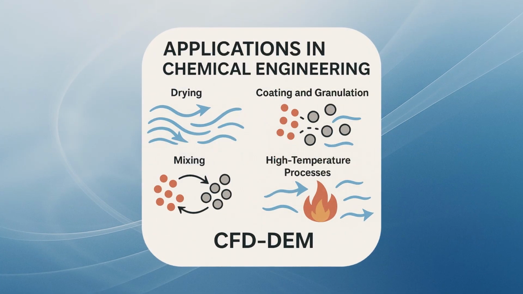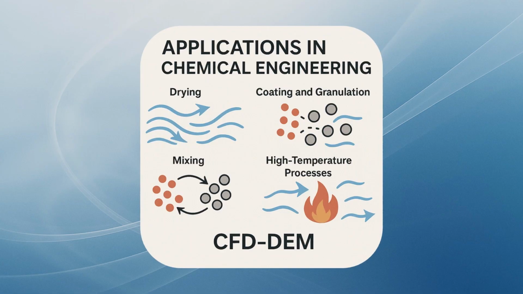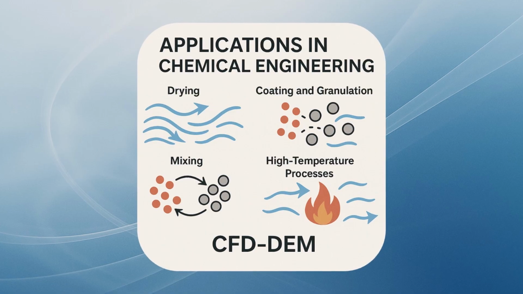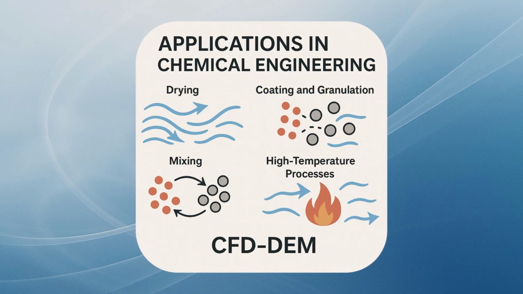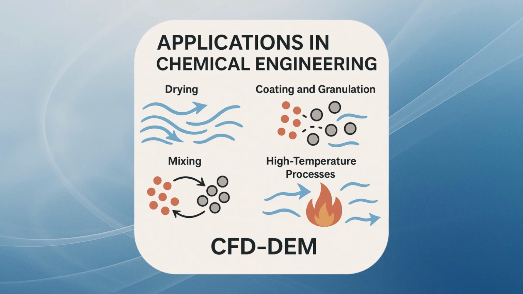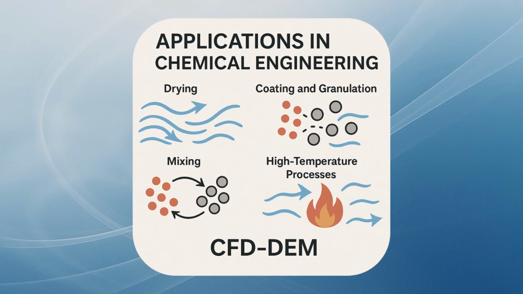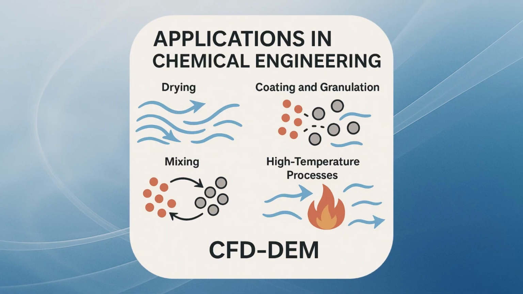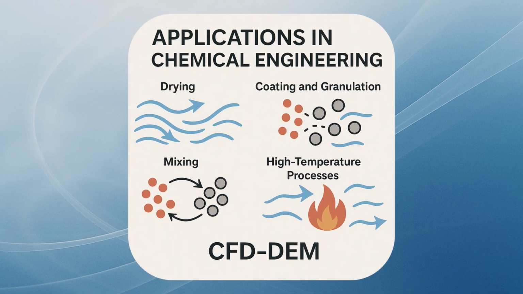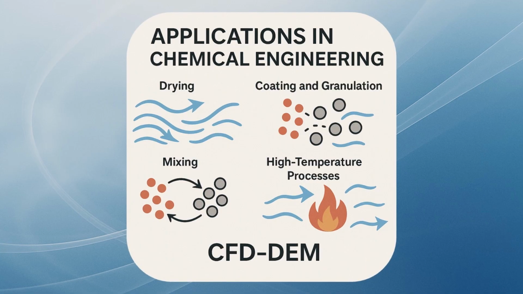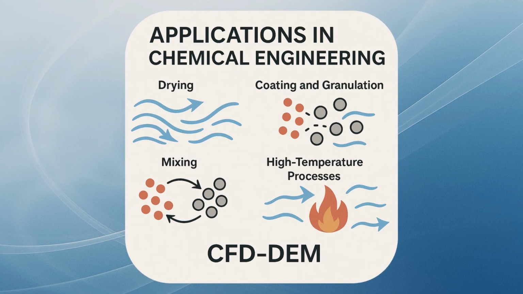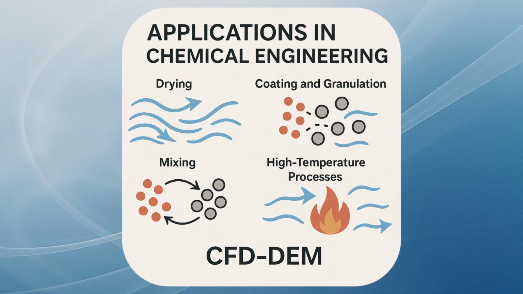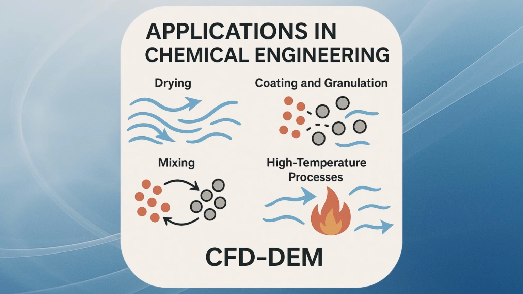Now, what have scientists learned using computational fluid dynamics coupled with discrete element method? Scientists highlighted its applications across chemical engineering. In drying, the method predicts how heat and moisture move between fluid and particles. In coating and granulation, it reveals how collisions distribute material over particle surfaces. In mixing, it helps us quantify segregation, where heavier or larger particles drift away from lighter ones. And in high temperature processes, combustion, gasification, pyrolysis, it uncovers how chemical reactions couple with flow and particle motion.